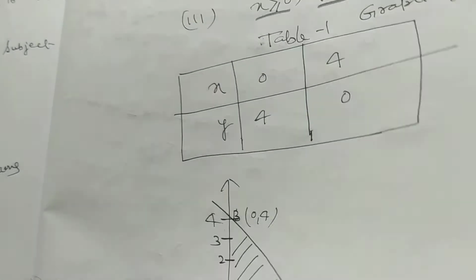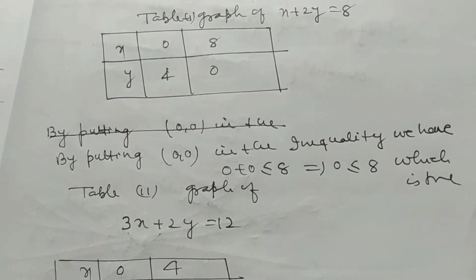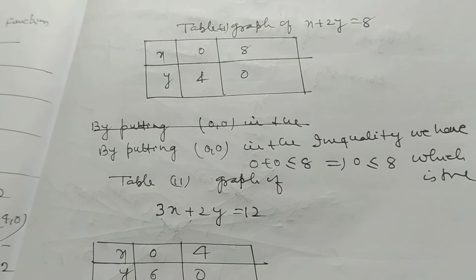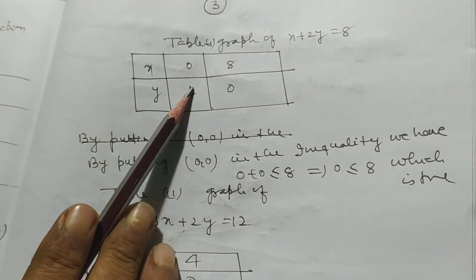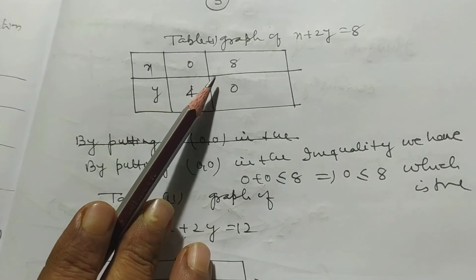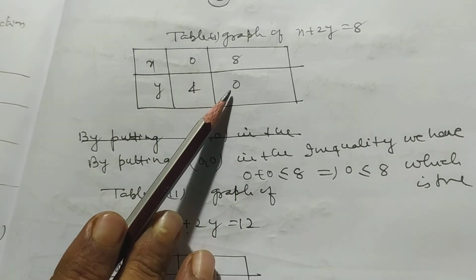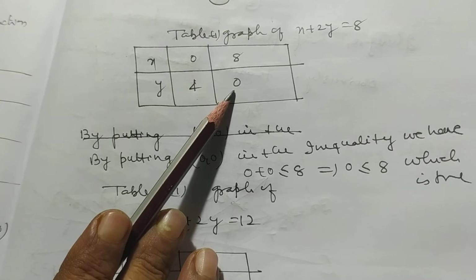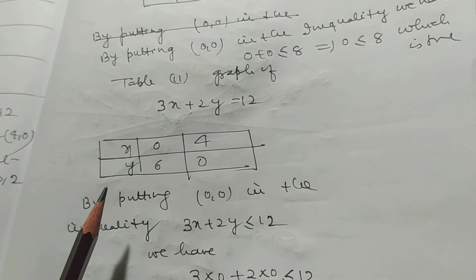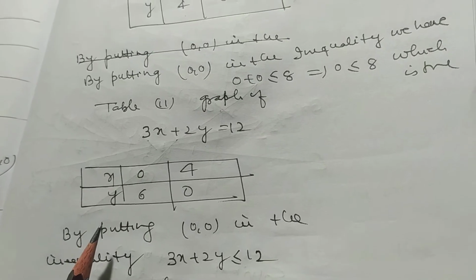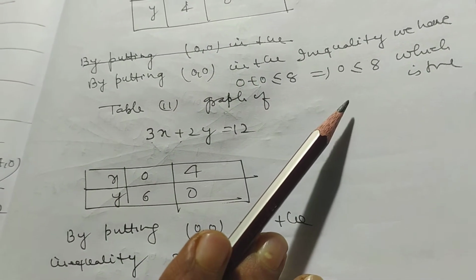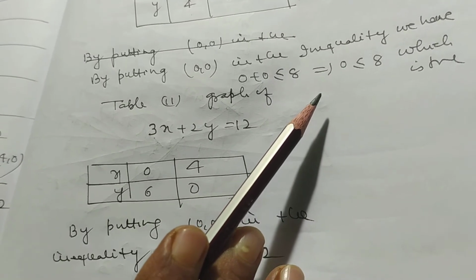Now my dear students, I want to draw the graph of x plus 2y is equal to 8. So we put x is equal to 0, y is equal to 4, x is equal to 8, so y is equal to 0. So in this way, by putting (0, 0) in the inequality, we have 0 less than or equal to 8, which is true. So the origin lies in the half plane.